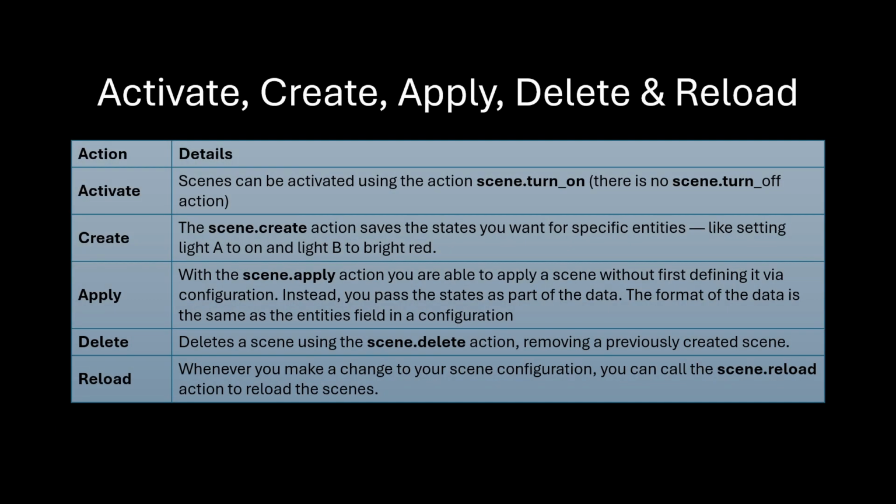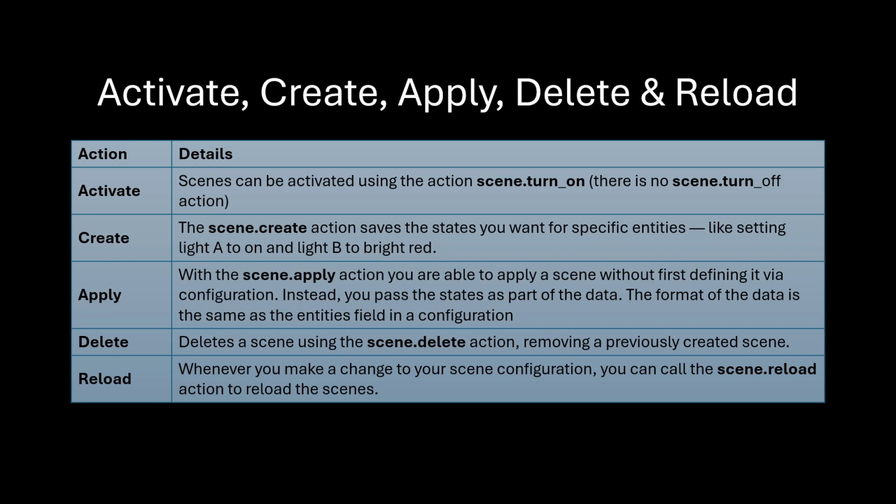With scenes, there are 5 key functions you should know about: activate, create, apply, delete, and reload. Activating a scene means setting all the devices to their saved states at once. You do this with scene.turn_on. There's no scene.turn_off because scenes are about setting a target state, not toggling.